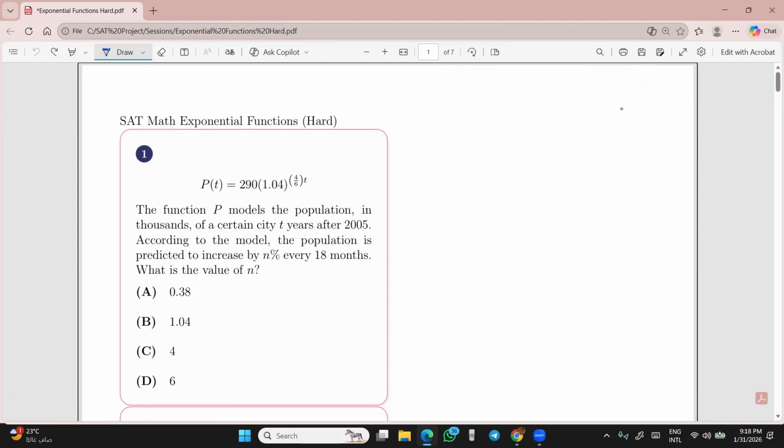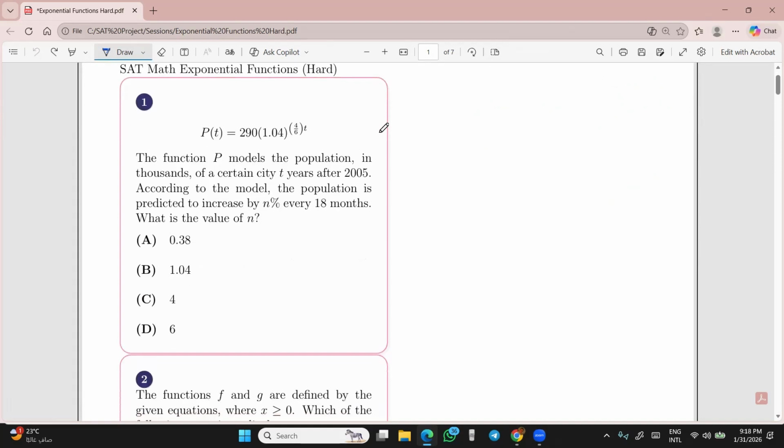And in this lesson, the hard one, we explore the fourth and the third level together. We have some questions related to reasoning, and some also in application. Question number 1. P of t is equal to 290 times 1.04 to the power of 4 over 6 t. The function p models the population in thousands of a certain city t years after 2005. According to the model, the population is predicted to increase by n% every 18 months. What is the value of n?